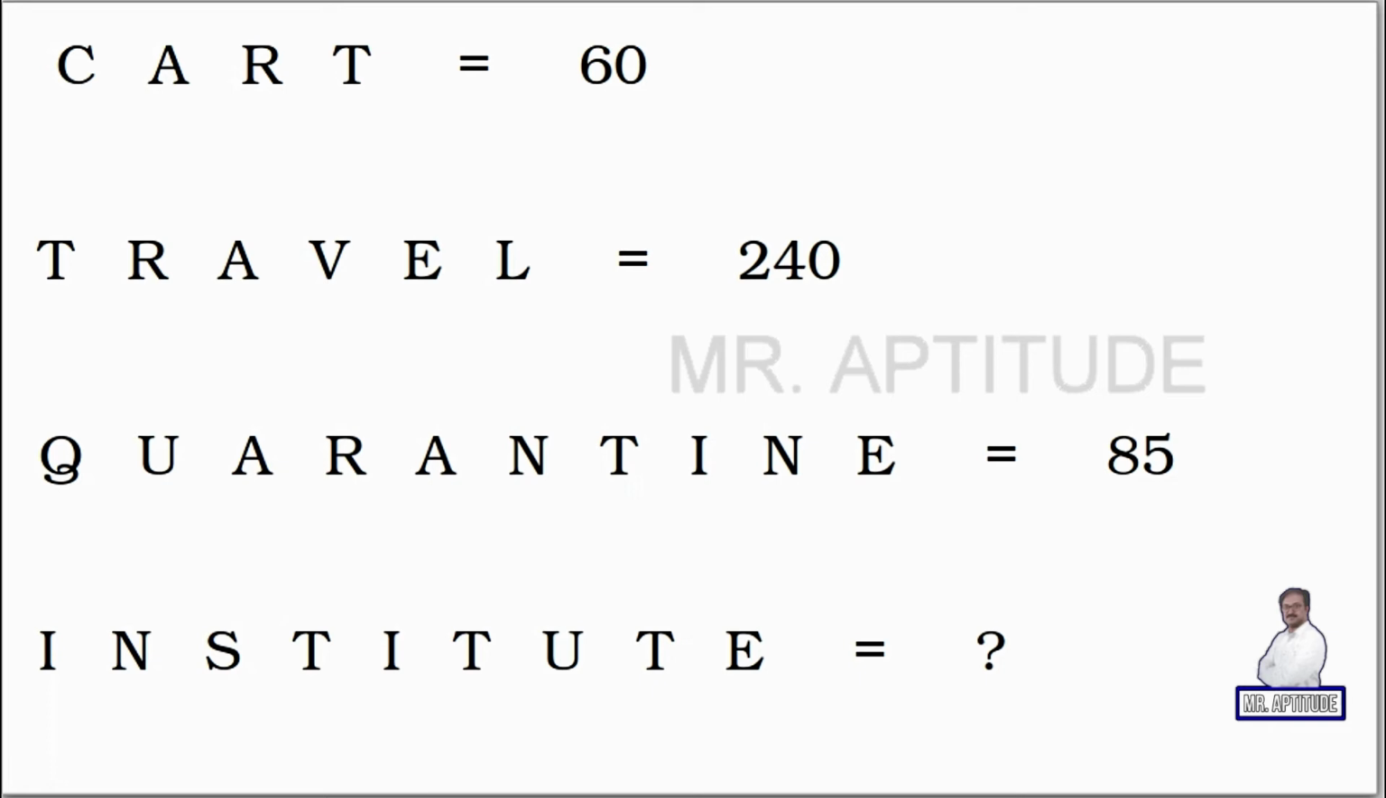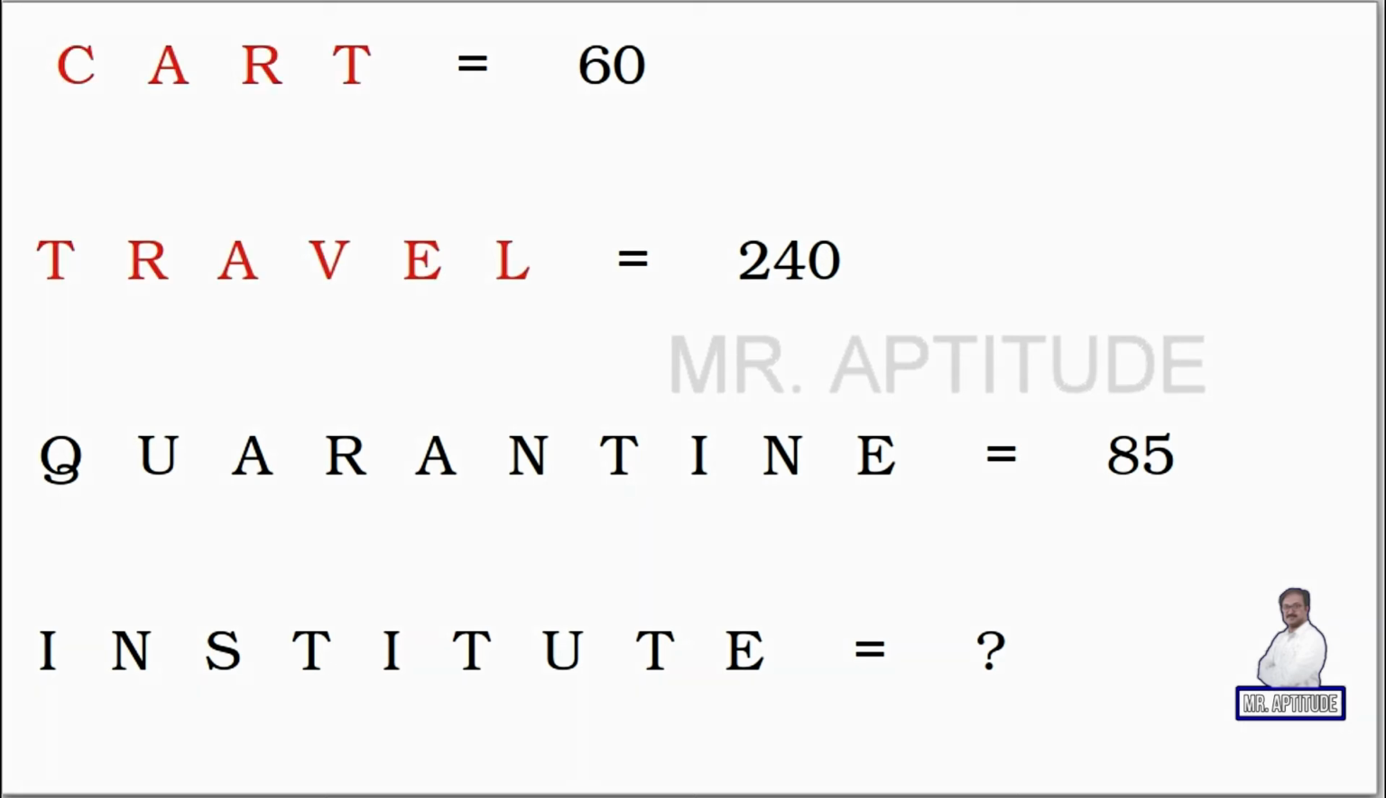It's clear. If you look at the word quarantine, the number of letters present here is 10. Is 85 a multiple of 10? No. So let us go with another trial.